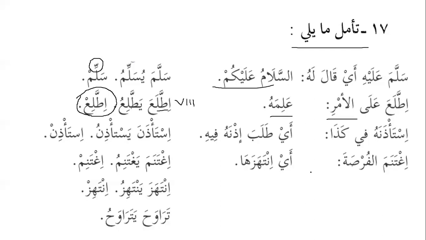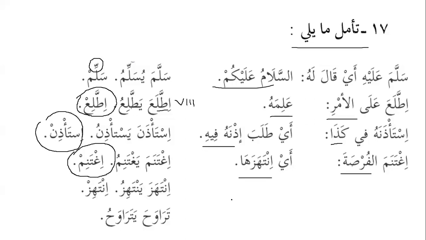Ista'adhanahu fi kada. He asked for permission in something, meaning talaba idhnuhu fihi. He asked for his permission in it. So ista'adhana yasta'adhinu, and ista'adhin means to ask permission. Then we have istaghfara. Then we have ightanama, ightanama yaghtanimu ightanamun. Ightanama al-fursata, meaning intazaha, he seized the opportunity. Ightanama yaghtanimu, and the command form is ightanim.